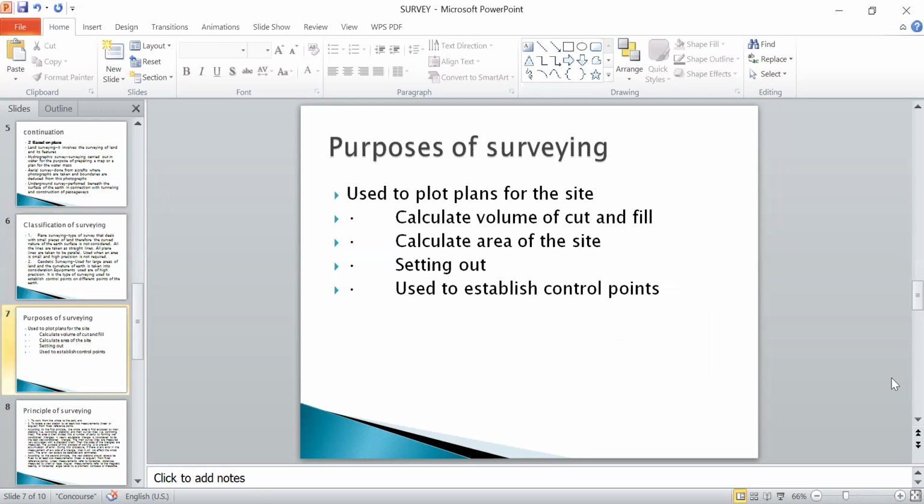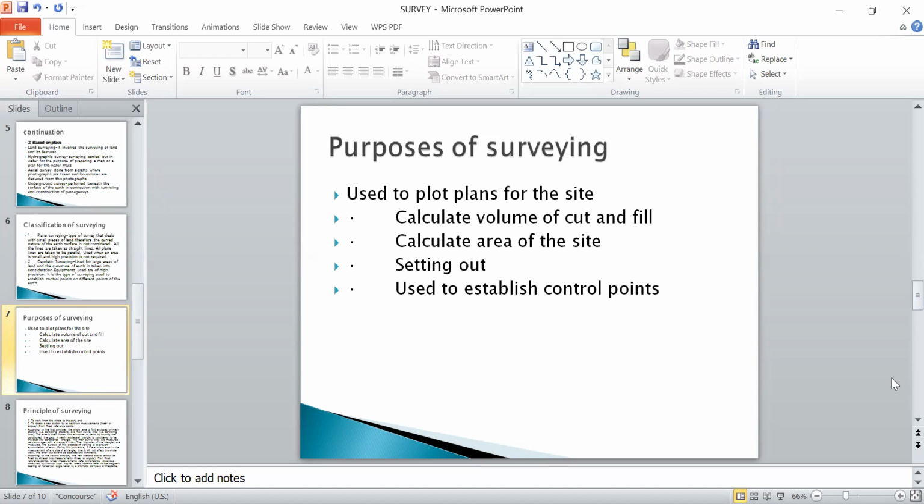So what is the purpose of conducting surveying? Number 1, it is used to plot plans for the site. Number 2, calculate volume of cut and fill. So this is to enhance leveling. Number 3, calculate the area of site. Number 4, setting out. Number 5, it is used to establish control points.